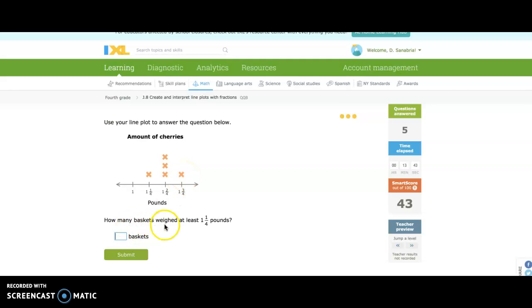So the question is asking how many baskets weighed at least. So at least means they weighed 1 1/4 pounds or more. So it could be this basket, which weighed 1 1/4, but these baskets here, they all weighed at least 1 1/4 pounds because this is more than 1 1/4, and this is more than 1 1/4. So all of the baskets here weighed at least 1 1/4 pounds.